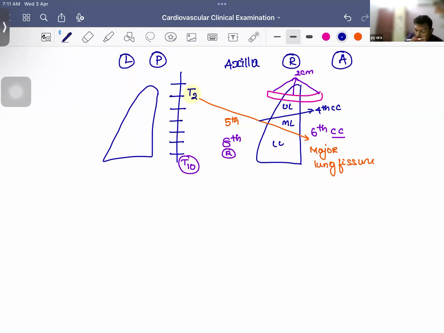So once you know this, you can see the three lobes of the lung. When you come to the left side, the only thing is you will miss the middle lobe, because the middle lobe is obscured by the heart.